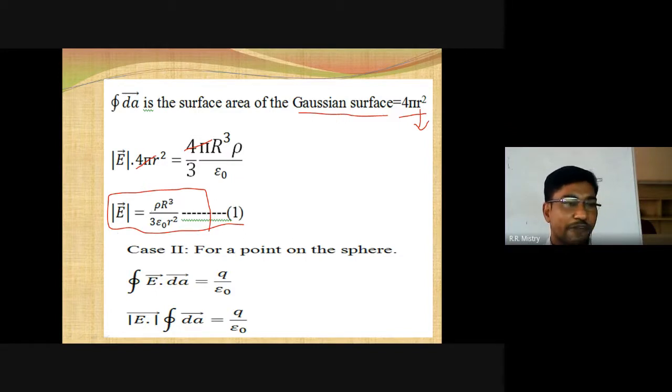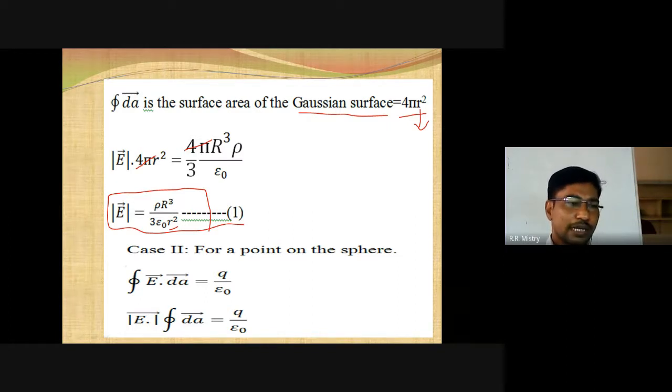You have to substitute the values of rho, the volume charge density. Then you have to substitute the value of the radius of the sphere. Then, at a distance from O at which you have to find the electric intensity E, you will easily calculate the electric intensity of a uniformly charged sphere at a distance small r.